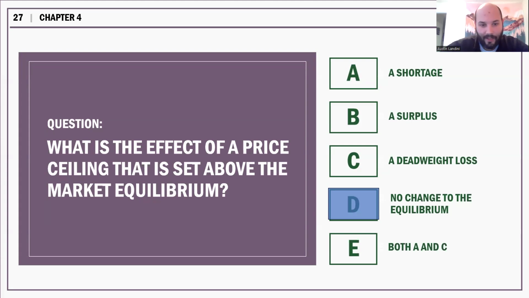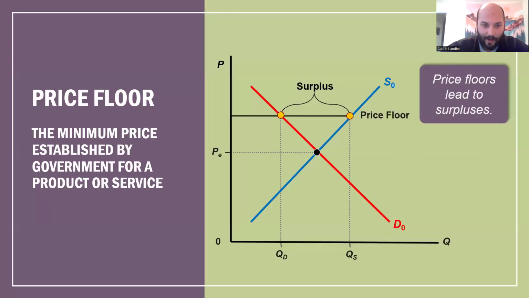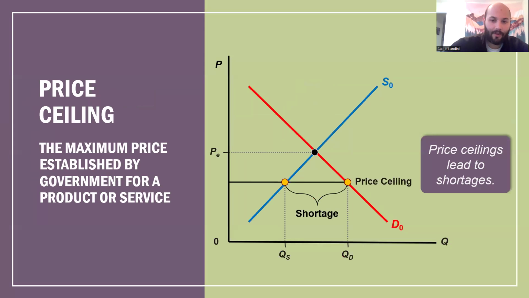What's the effect of a price ceiling that's set above the market equilibrium? Well, where is our price ceiling example? All right, so here's our price ceiling. Market price would be the equilibrium price. The government says it can't go above this amount. So there's a shortage created in the market.